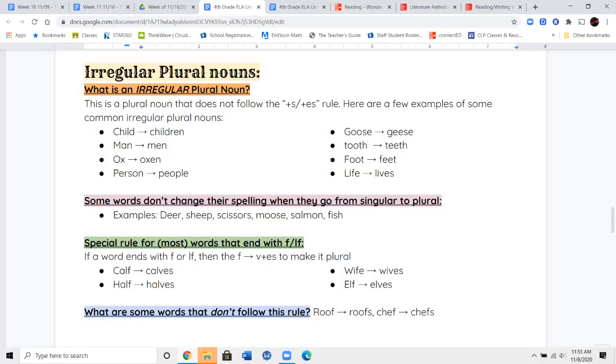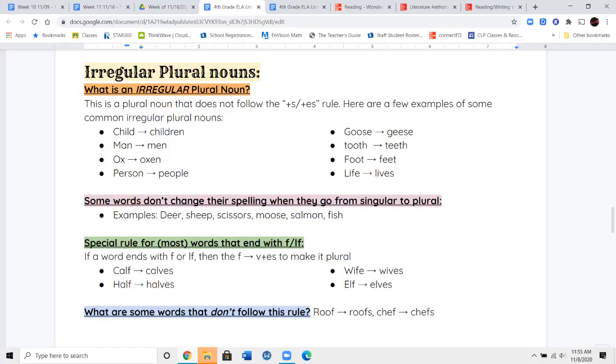When you say a something, you're talking about one of it. And that's usually one of your biggest clues. The fish swam in its fishbowl, or the fish are swimming in their tank. So are and there are clues to tell you that that's in plural form.